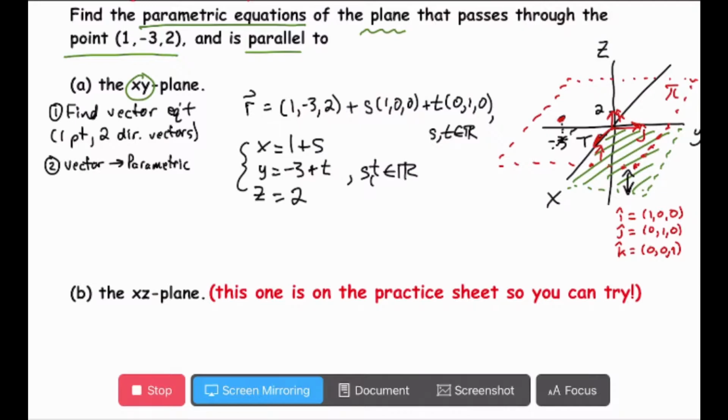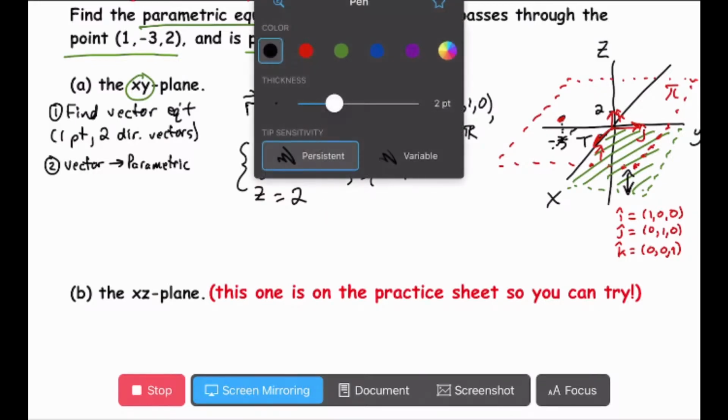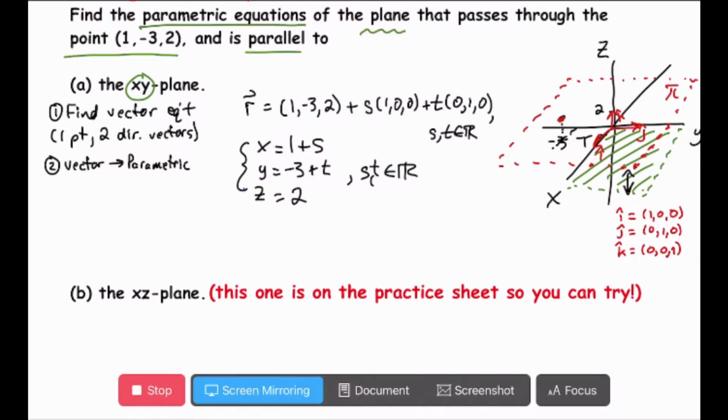And what do you notice? s can be any real value. So x can be any real value plus 1, so basically any real value. And my y component, t, can be any real value -3. So I can reach any real value I want, which means I can have any possible value I want for x and y as long as z equals 2. So here we just have the scalar equation of our plane.